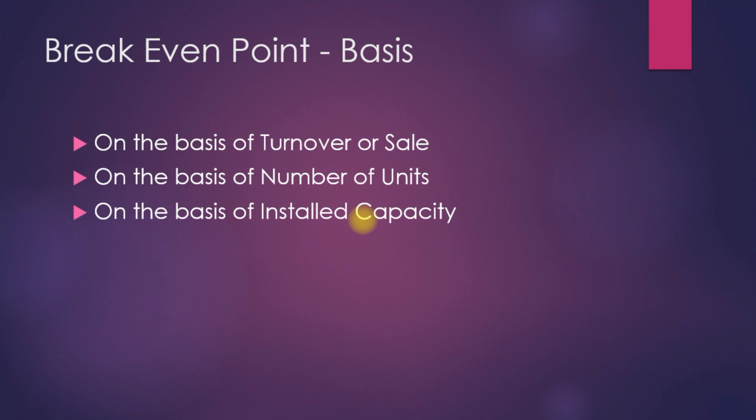Lastly, on the basis of installed capacity, what is break-even point? Here we define a term, break-even capacity utilization, which is break-even point units per utilized capacity, which would be 2000 by 3000 into 100, which is about 66.66%. So that is the break-even point for 3000 units. For installed capacity of 6000 units, the break-even point is calculated to be 33.33%. So these are some of the bases on which break-even point is calculated: turnover, number of units and installed capacity.